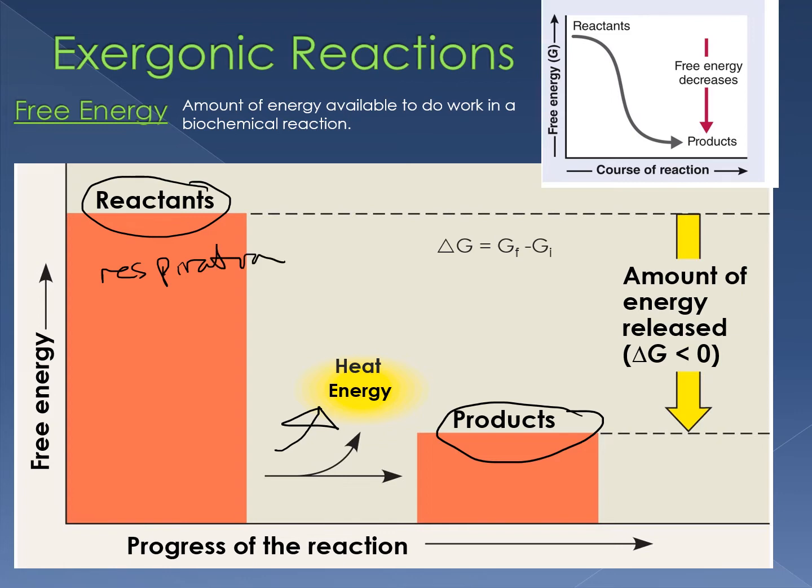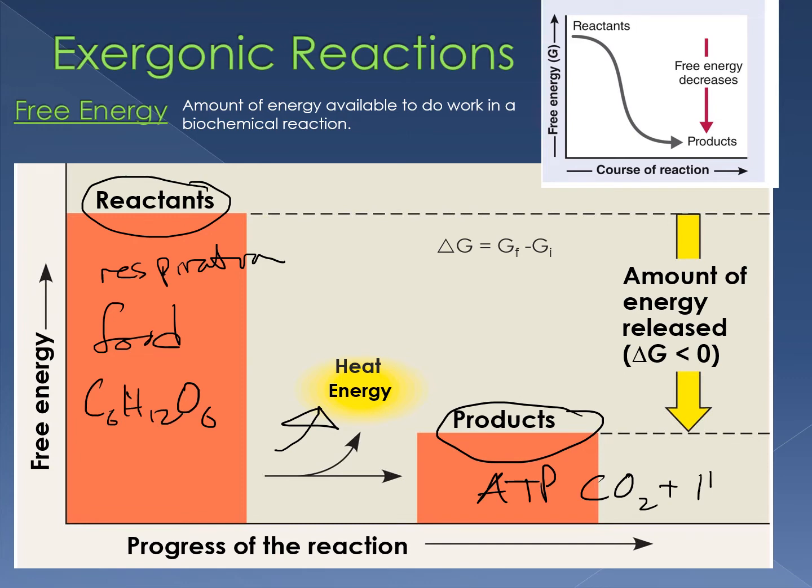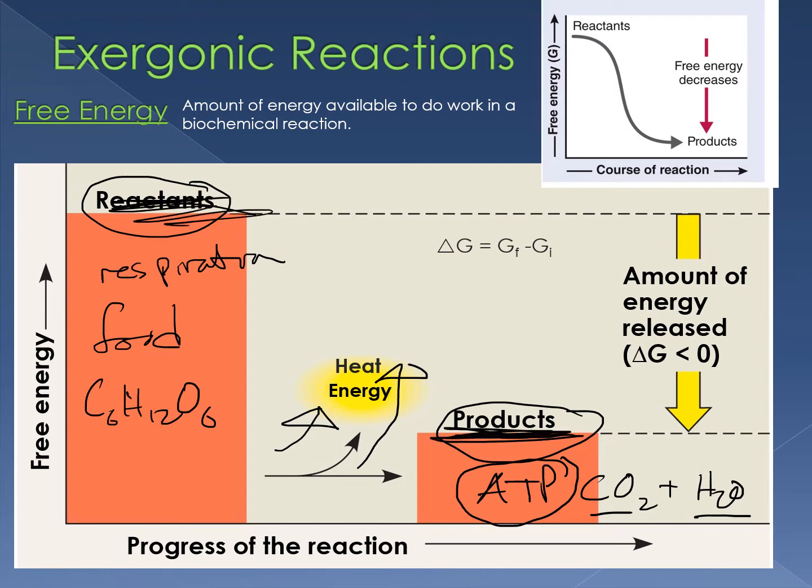Respiration takes food molecules, food like C6H12O6, and produces some type of product like ATP, CO2, H2O, and then of course also loses a bunch of heat. The only useful thing here is ATP, and CO2 and H2O are essentially waste products. The amount of free energy available is less because these products have less energy than the reactants.